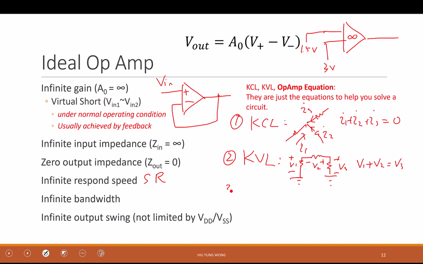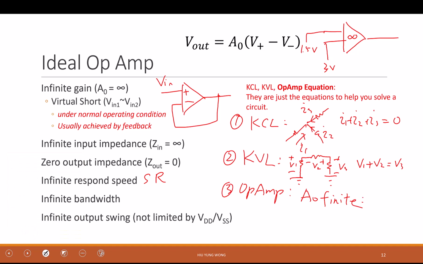How about the op-amp? Now you have two choices. If the gain is finite, which equation do we have?